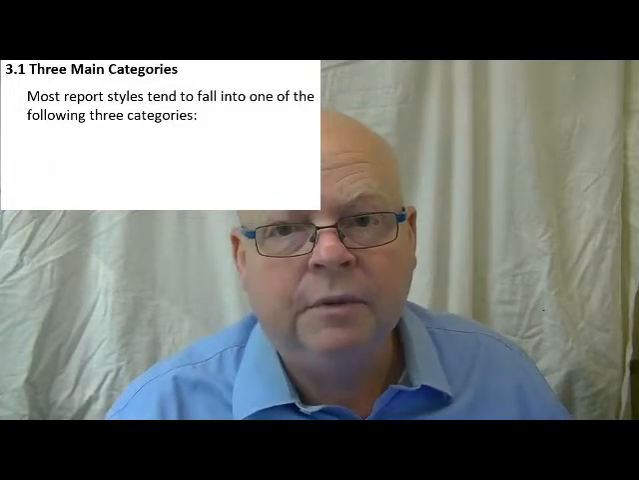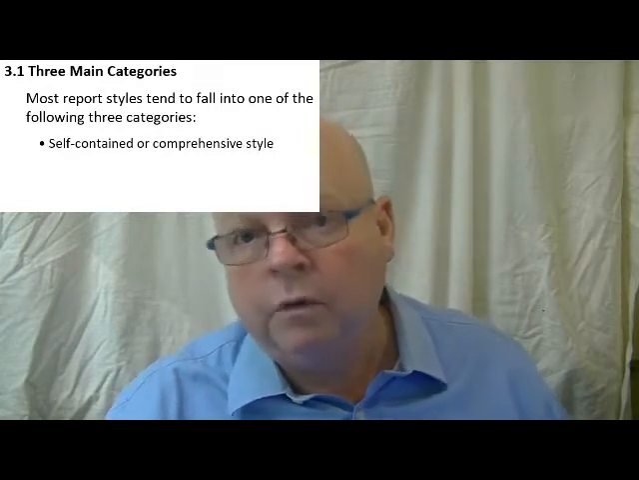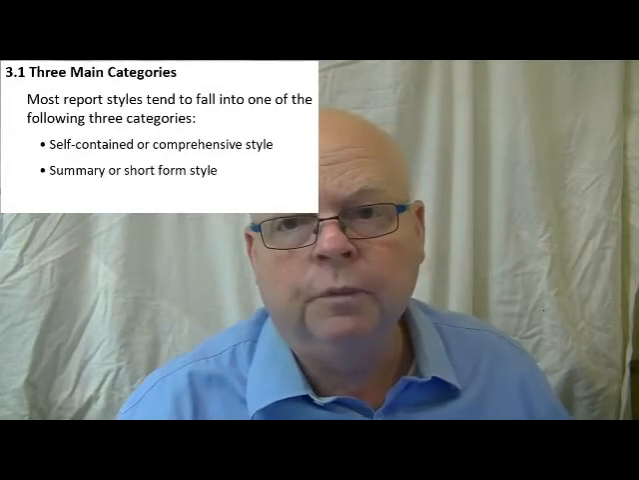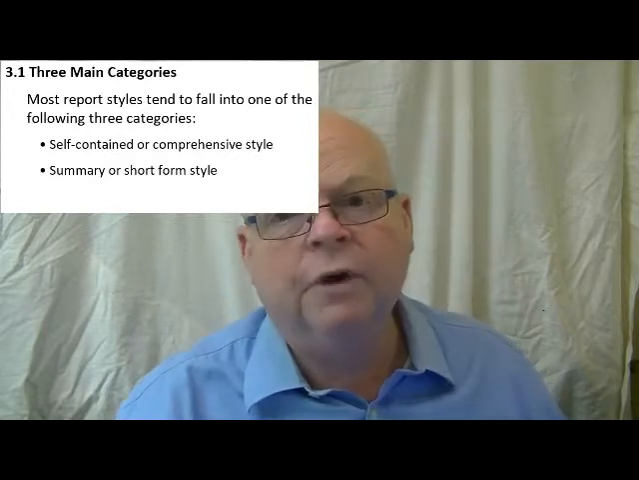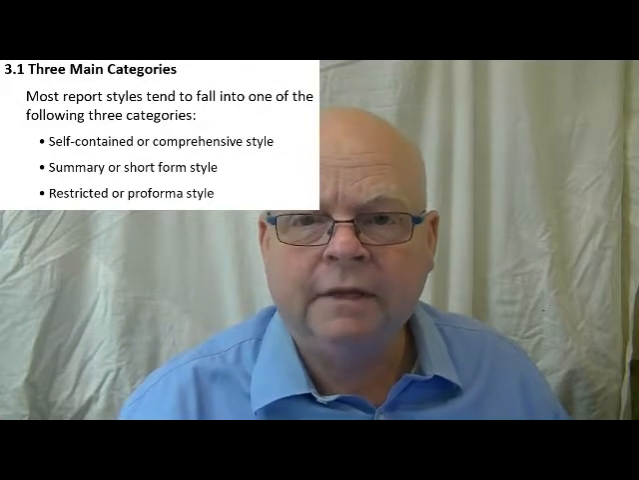If you refer to the Australian Property Institute Business Focus 14.3 on reports, content and compilation, you will see that there are three main types of valuation report. They are, at 3.1, self-contained or comprehensive style reports, which are long reports, summary or short form reports, and restricted or pro forma reports. You will need, as the valuer, to select which report you think is most appropriate for the basis of valuation that you are going to embark on.